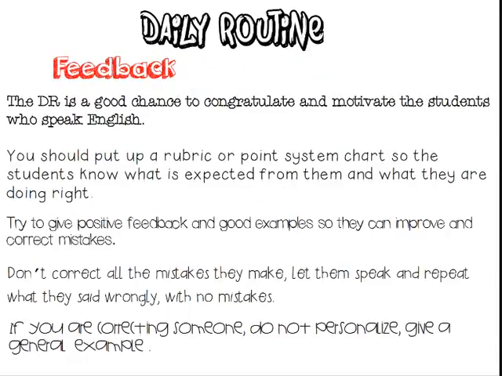The feedback. The daily routine is a good chance to congratulate and motivate the students who speak English. You should put up a rubric or a point system chart so the students can look at it and see what is expected from them, what they are doing right, and what they should be improving. Try to always give positive feedback and good examples so they can improve and correct mistakes that they make and don't know they make.